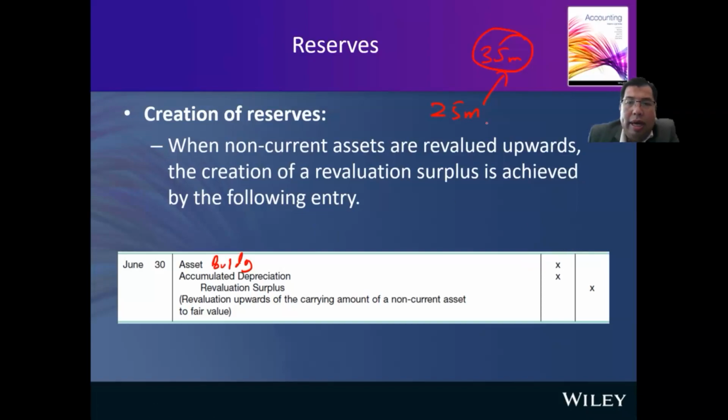Okay, maybe the building has, let me see, this is the cost. This 25 million comes from 30 million. The accumulated depreciation is 5 million. So that's why you get 25. This is the cost. This is the accumulated depreciation, 5 million. That's why the carrying amount is 25 million.